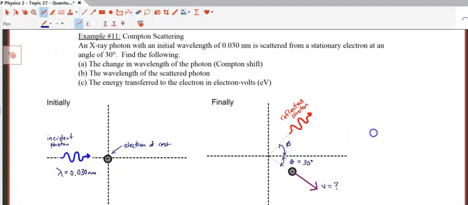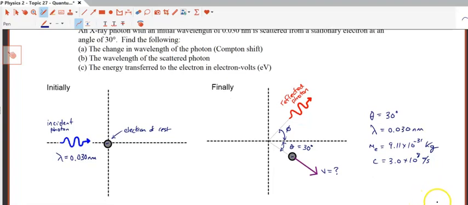So we know that theta is 30 degrees, and we know that the original wavelength is 0.030 nanometers. And then there's some other information that we could look on our equation sheet, such as the mass of the electron, 9.11 times 10 to the power negative 31 kilograms. The speed of light, which is 3 times 10 to the power of 8 meters per second. And then we can go on to get part A.